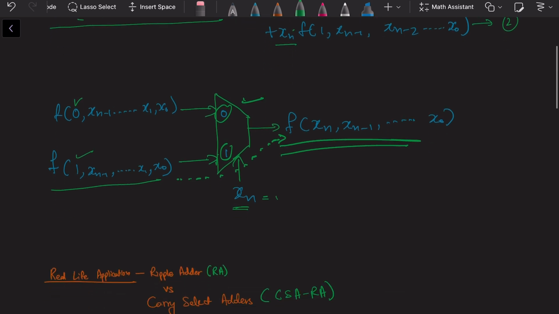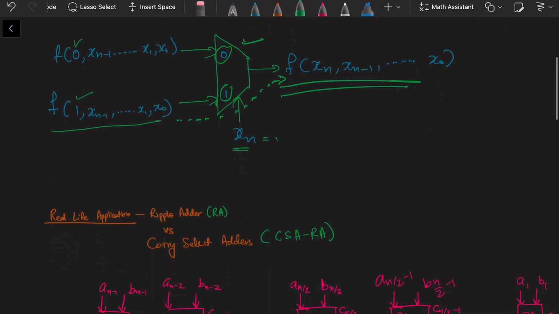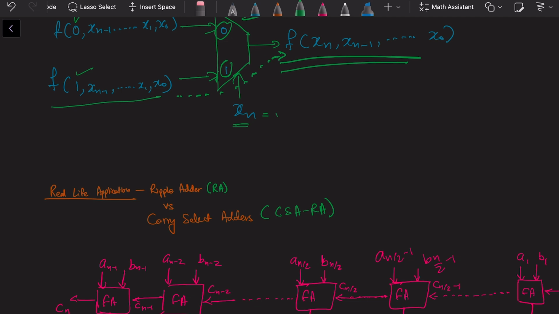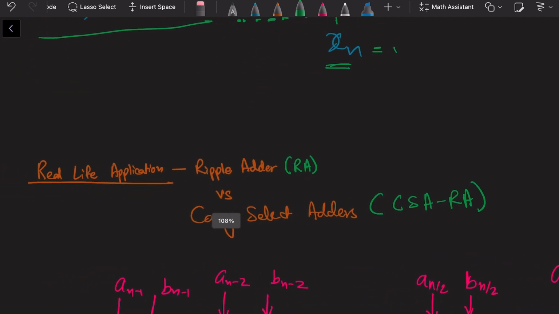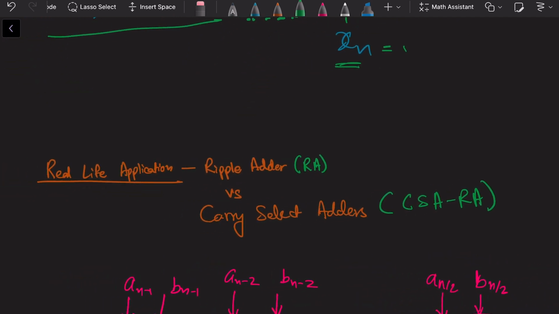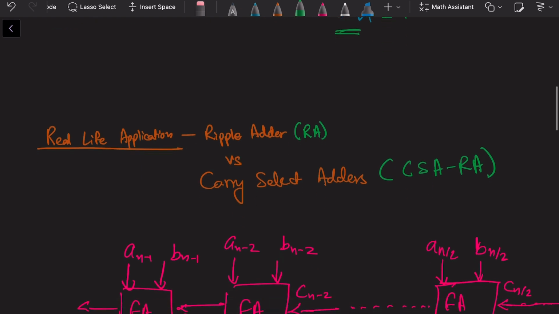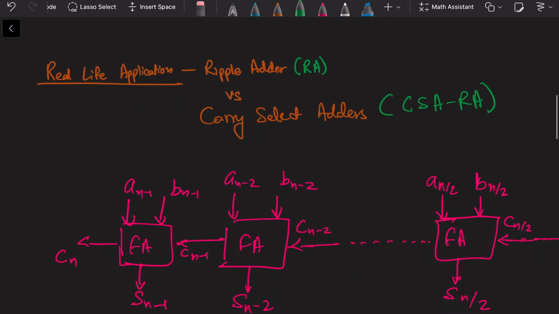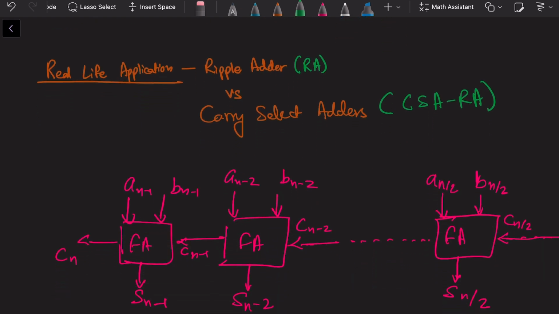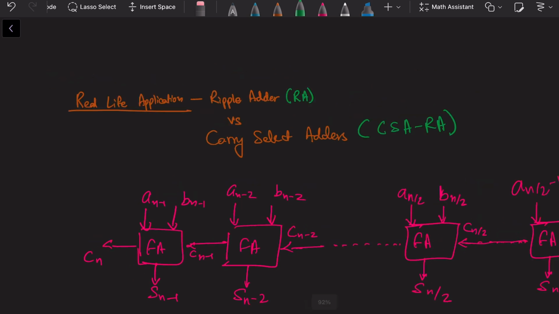Now, let's quickly look at the real-life application of Shannon's expansion theorem. Now, we're going to look at ripple adders versus carry select adders. And if you don't remember ripple adders or carry select adders, that's fine. I'll give you a quick overview of ripple adder first. And then we'll try to synthesize carry select adders out of the ripple adders using Shannon's expansion theorem. Right? Okay, let's quickly jump into it.